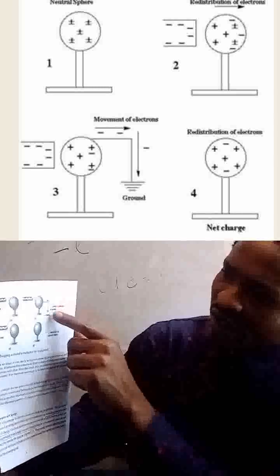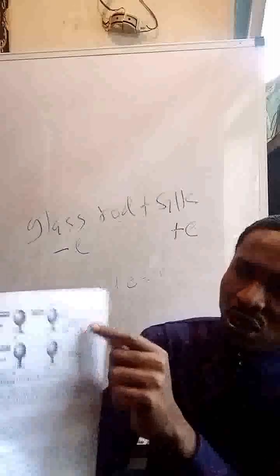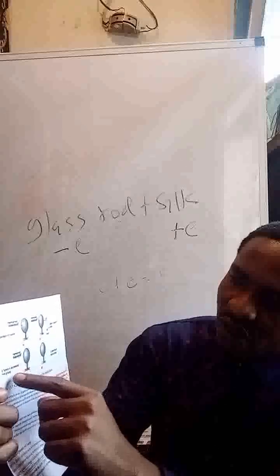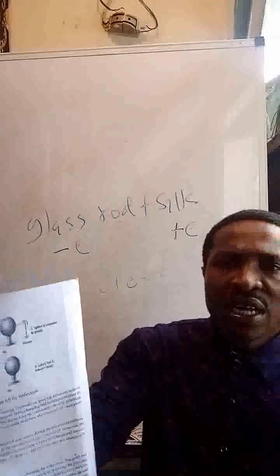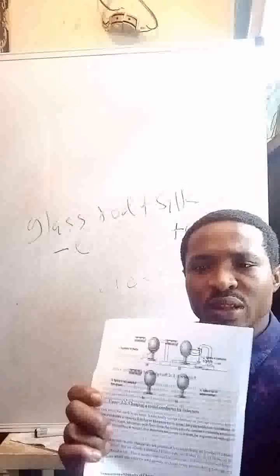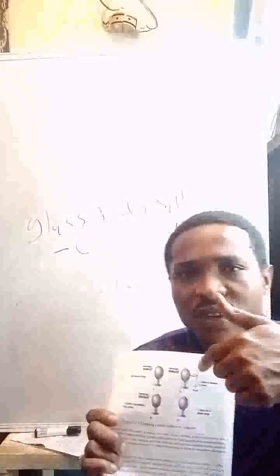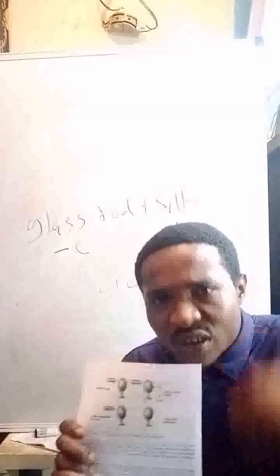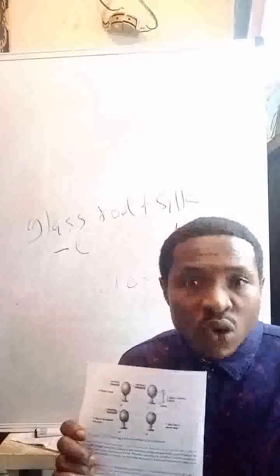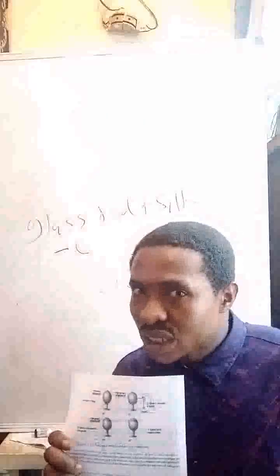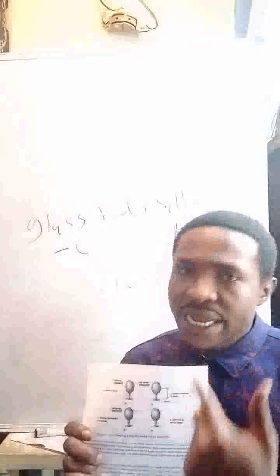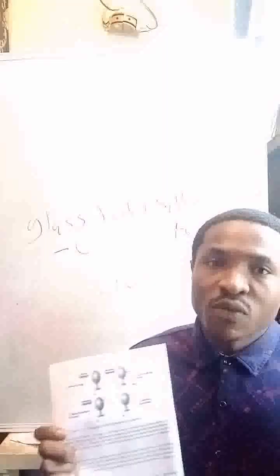So you notice that this is stage B. Now look at stage C. The sphere is disconnected from the ground. Now what's the essence of doing this? The essence of this grounding is to ensure that the excess positive charge goes down to the earth, because we want the object to be negatively charged, and that's why we bring a positively charged object. So once you've done that, the positive charge goes to the earth, and then you now remove the earthing.